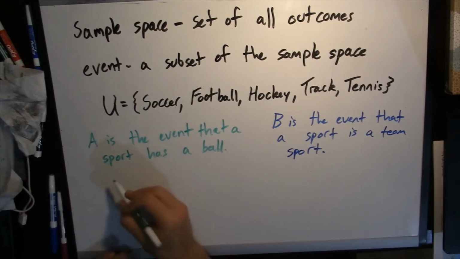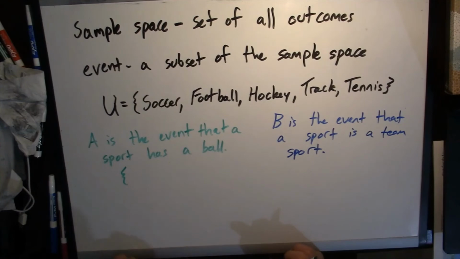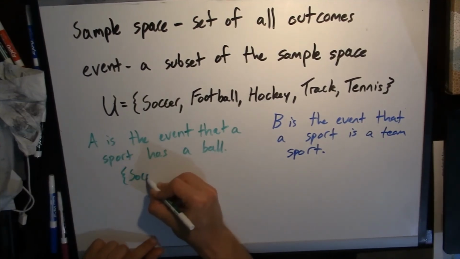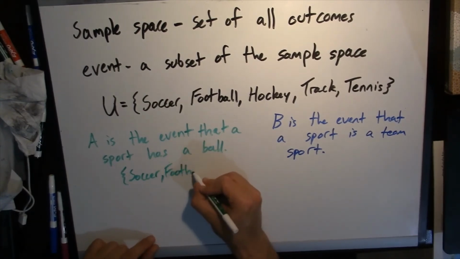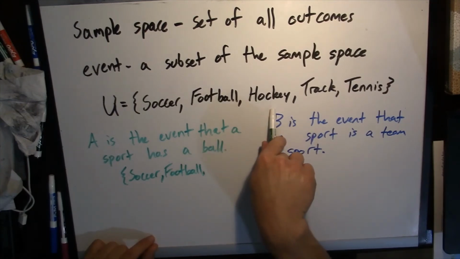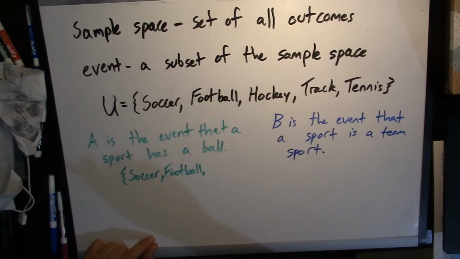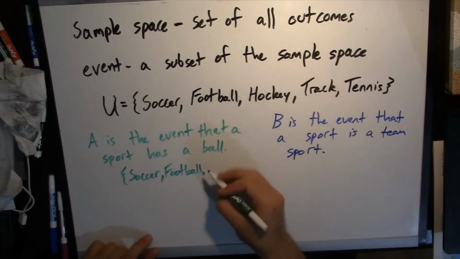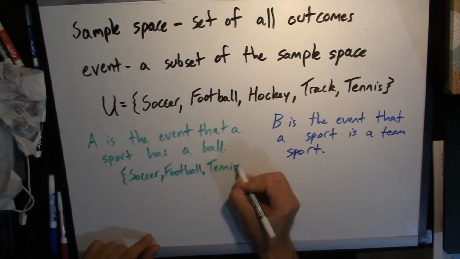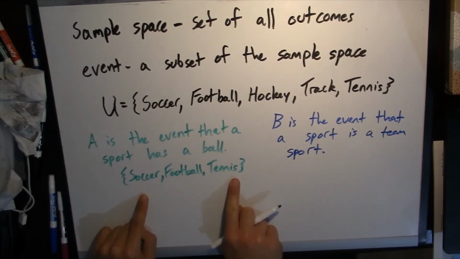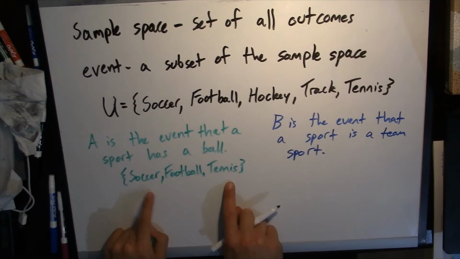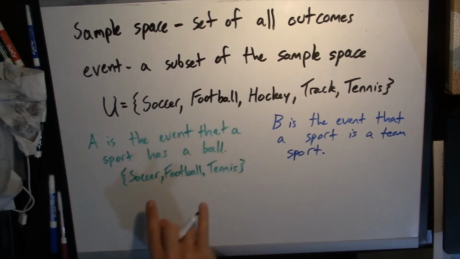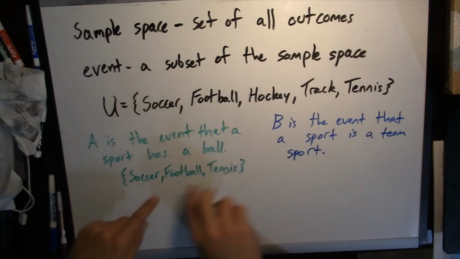So if we look at the set A, which of these sports uses a ball? Soccer uses a ball. Football, well, has the word ball in it, so football uses a ball. Hockey does not use a ball, it uses a puck. Track does not use a ball, and, well, I guess that would be track and field, but track itself does not use a ball. Tennis does use a ball. So soccer, football, and tennis would be elements of the subset. This is a subset because all of these elements are in the sample space.